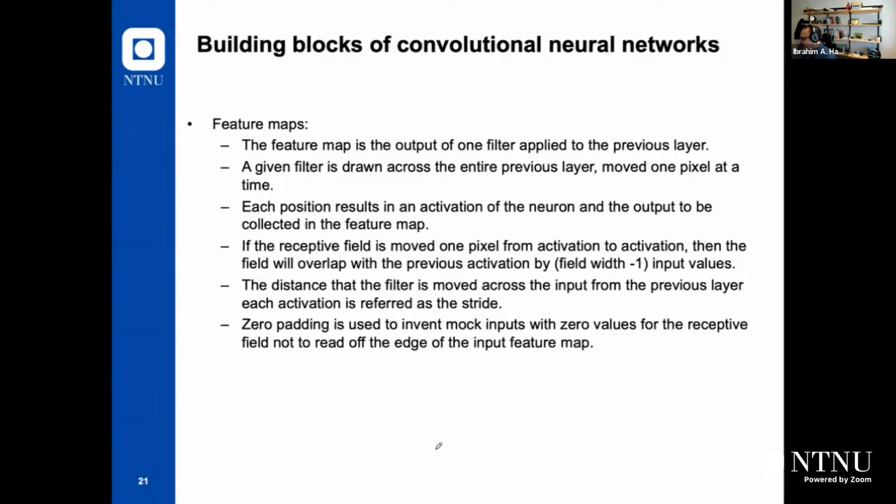The feature map is the output of one filter. Those feature maps are the output of one filter applied to the previous layer. A given filter is drawn across the entire previous layer, moved 1 pixel at a time, and each position results in an activation of the neuron, and the output is collected in the new, generated feature map. If the receptive field is moved 1 pixel from activation to activation, then the field will overlap with the previous activations by field width minus 1. If you are moving by 1 pixel value, there will be some overlap equal to the filter width minus 1, or receptive field minus 1.